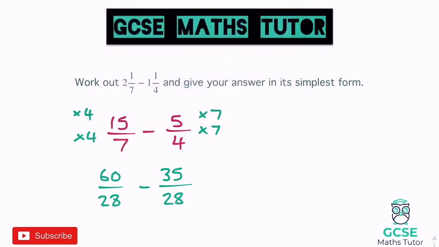So again, the denominator isn't going to change. We're just going to write how many 28s we have left. But 60 take away 35 there leaves us with 25. There we go, so that is our final answer there. We get 25 over 28.